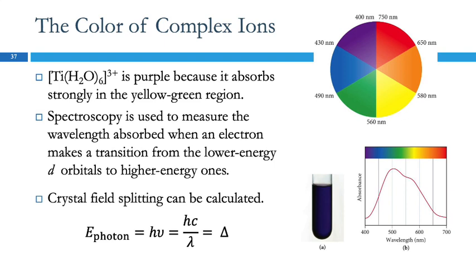We can calculate the crystal field splitting based on the wavelengths of light that are absorbed. So the photon energy is equal to Planck's constant times the frequency, which is also equal to Planck's constant times the speed of light over the wavelength, and that is equal to the crystal field splitting energy. So we can look at what color something is and get an idea of what the crystal field splitting energy is. Because this is going to be absorbing, like over here in the 560 nanometers. And so we can calculate the energy of the photons.